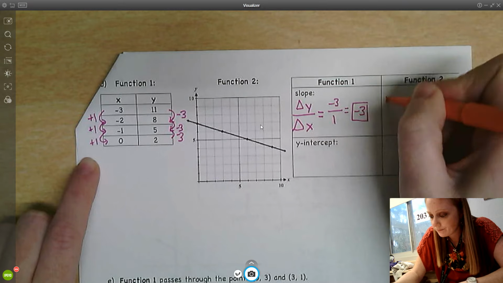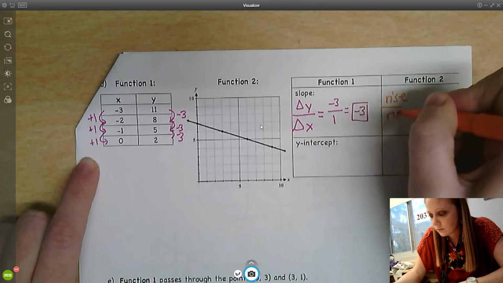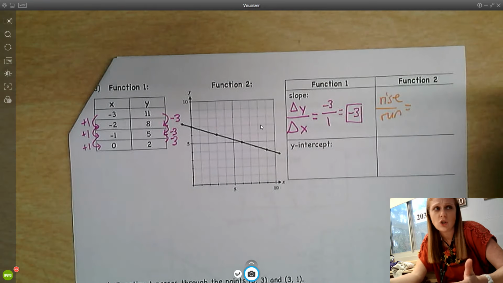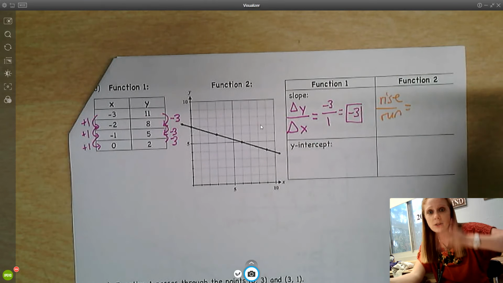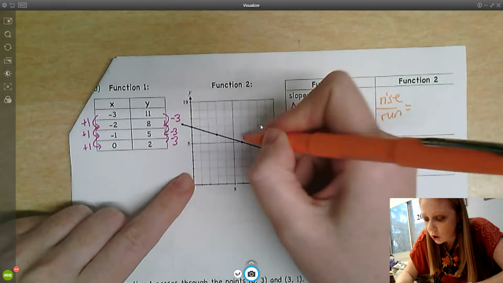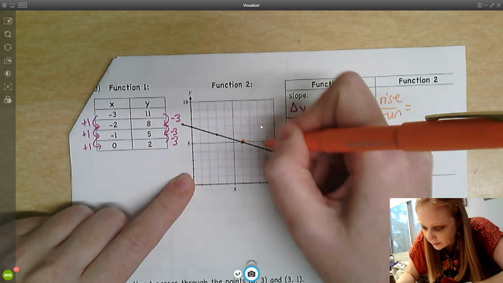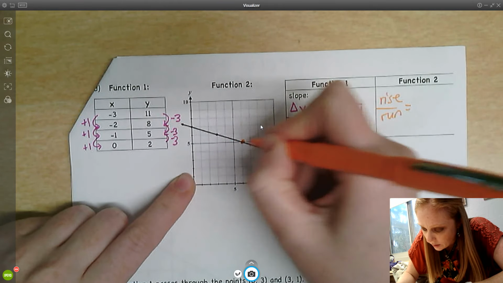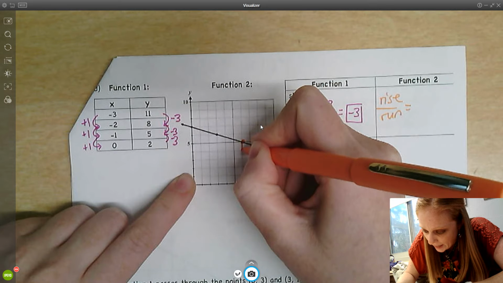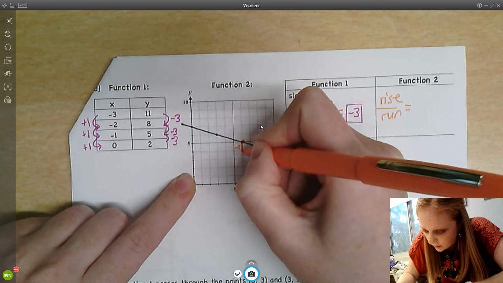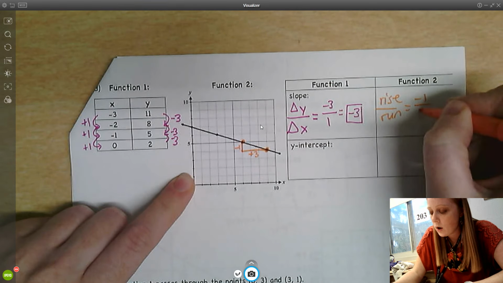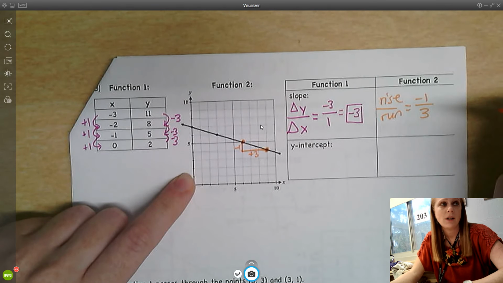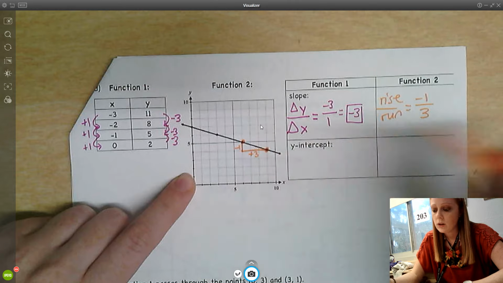Rise over run. Remember, that's the same thing as change in y over change in x. The change in y is how much you're rising. Are you going up or down, and by how much? So let's see. I'm going to just do these 2 points. Okay, so I'm going to have to go down 1 and then run 3. Down 1, run 3. So my slope triangle: down 1, right 3.